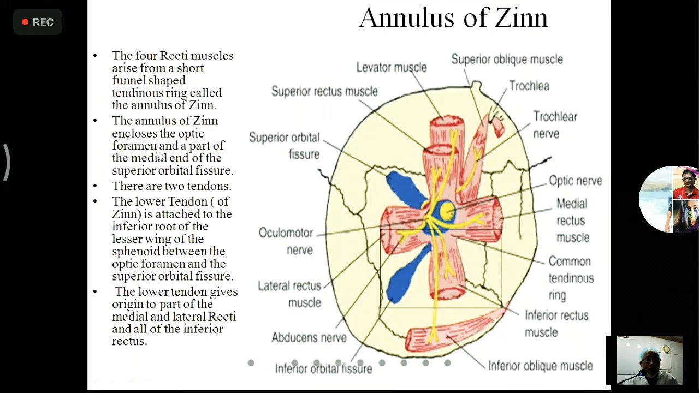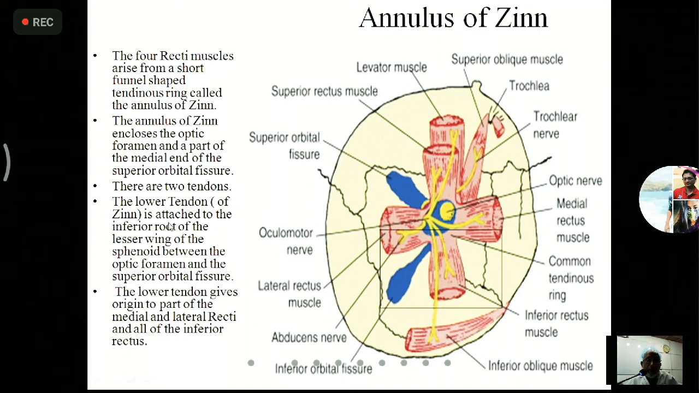Previously I said the annulus of Zinn includes the optic foramen and part of the medial end of the superior orbital fissure. This is the superior orbital fissure. I said that the posterior pole has the optic foramen, the optic canal, and in this optic foramen is the optic nerve coverage, and a part of the superior orbital fissure.